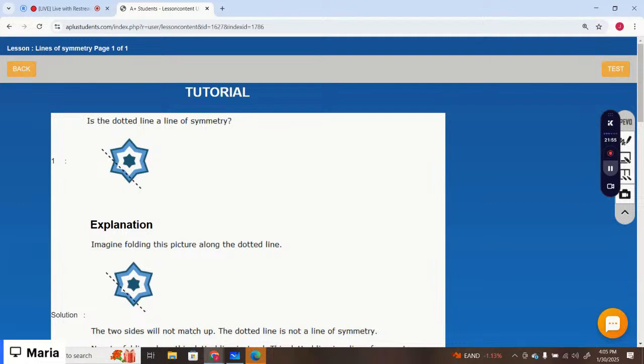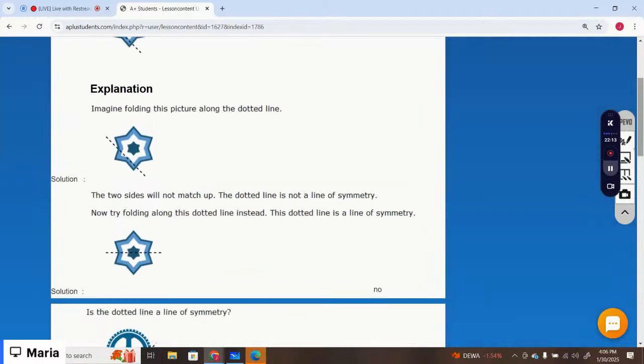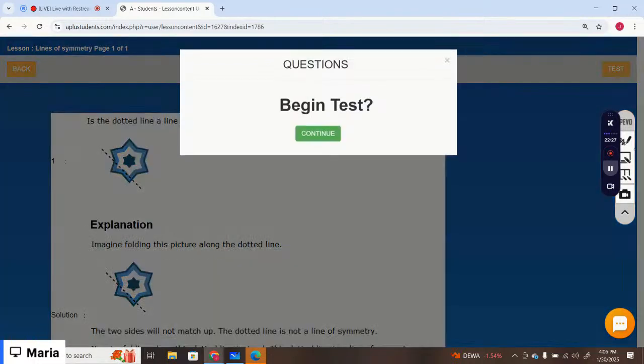Is the dotted line a line of symmetry? A line of symmetry is the line where, if you fold the image along the dotted line, the two sides match up. So the given line, no, this is not a line of symmetry. If you fold the image along the dotted line, that is not a line of symmetry because the two sides don't match up. Let's just start with the test questions.